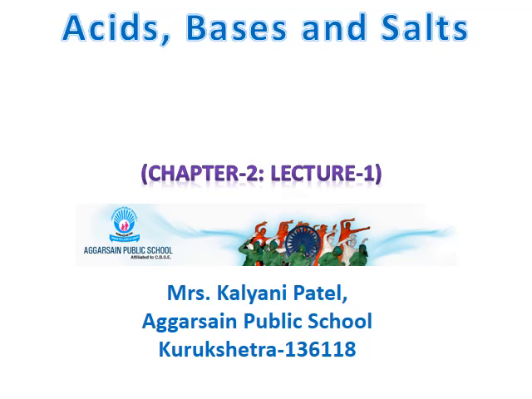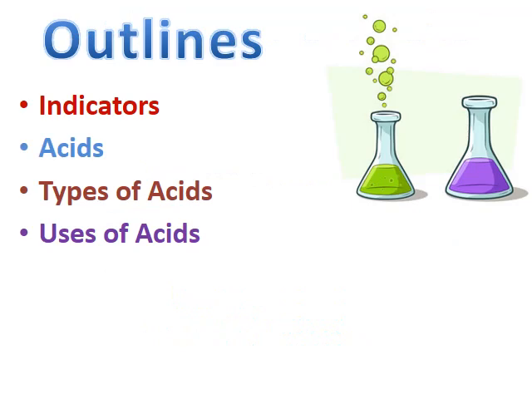In 9th standard you learnt about chemical compounds. On the basis of their properties, we can classify them as acids, bases and salts. So today I am going to start the second lesson of chemistry, that is acids, bases and salts. The topics to be covered today are indicators, acids, types of acids and uses of acids.